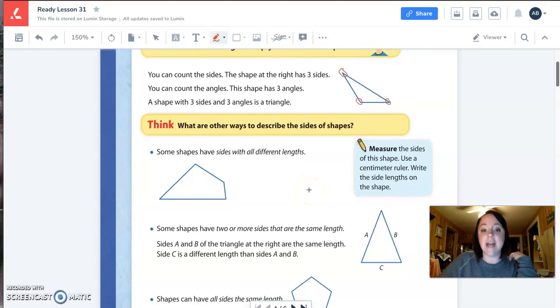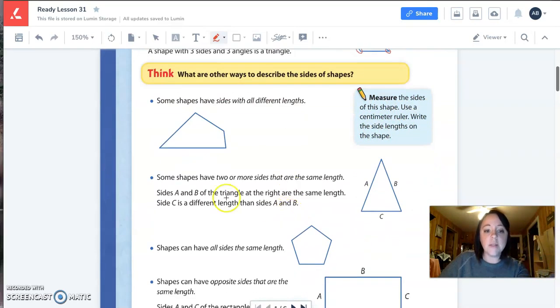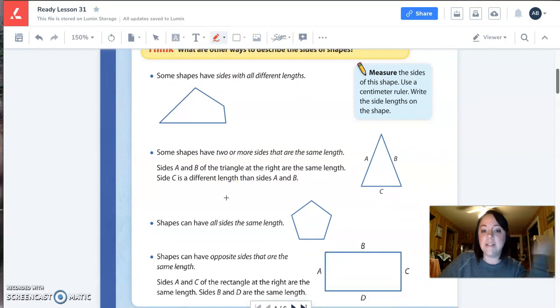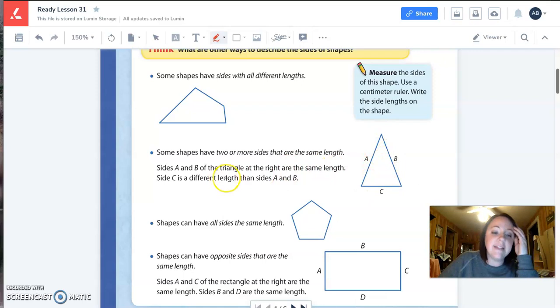Some shapes have sides with all different lengths, like this one. This is different, this is different, this is different, and this is different. So, measure the sides of this shape. Use a centimeter ruler. Write the side lengths on the shape. All right, so some shapes have 2 or more sides that are the same length. Sides A and B of the triangle at the right are the same length. Side C is a different length than side A and B.